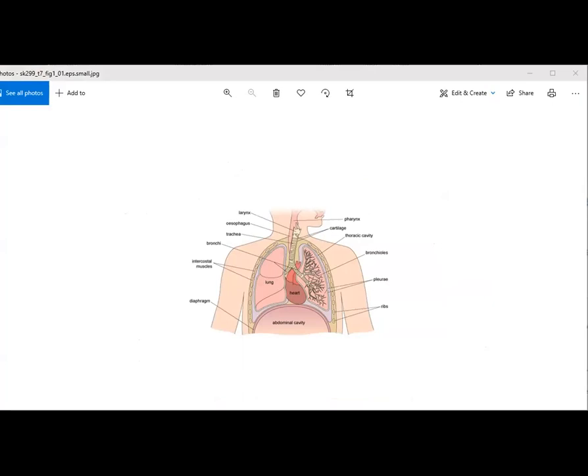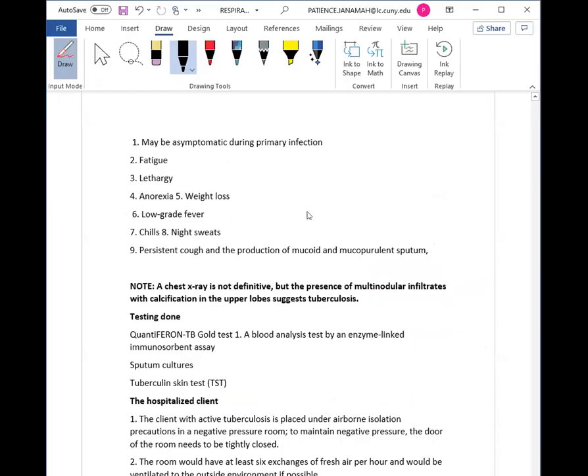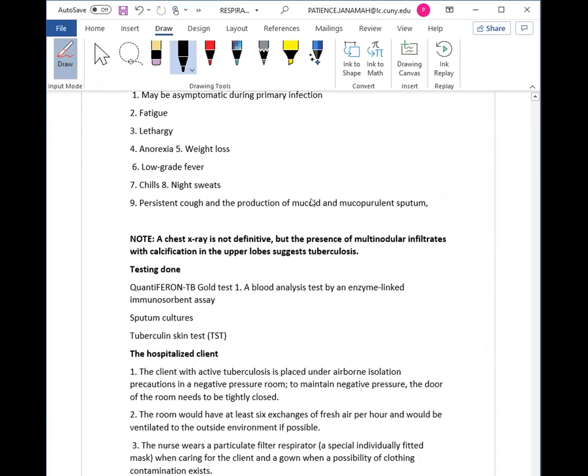But they say x-ray is not definitive. It's not to confirm the diagnosis. You have to see those blockages, and they have to also do a QuantiFERON Gold test. This one is a blood analysis test done by enzyme-linked immunosorbent assay. So they run a blood test on the patient. They take sputum cultures. Now, for NCLEX, we want to know what time of the day is best to collect sputum. It's early in the morning when the patient wakes up. So they collect the sputum, and then they also do the skin testing.